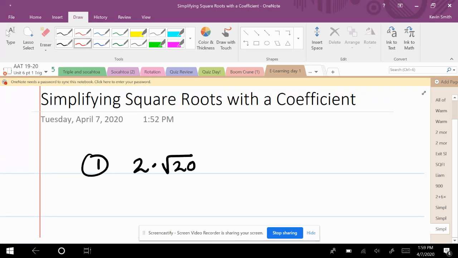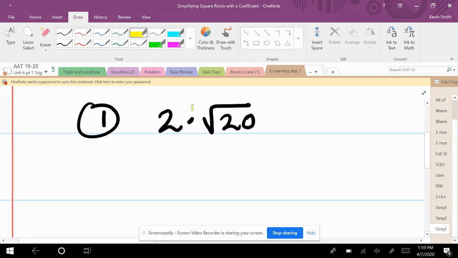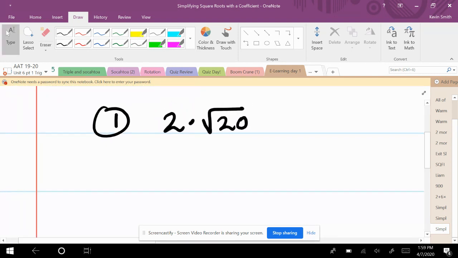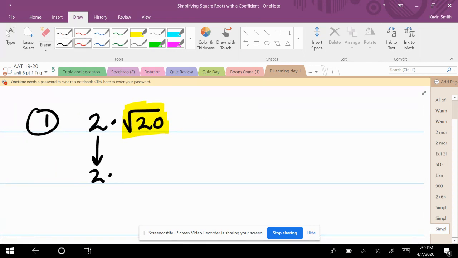Hey guys, okay, so I just want to start with a little mini lesson here on simplifying square roots with a coefficient, which is really just a mathy word for having an integer or a number in front of our square root. It's going to be problems that look like this, which looks intimidating, but it's not all that bad. Really, all we're going to do is what we've just been doing, focus on simplifying the square root. So I'm just going to ignore the 2 for right now and focus on simplifying this square root.